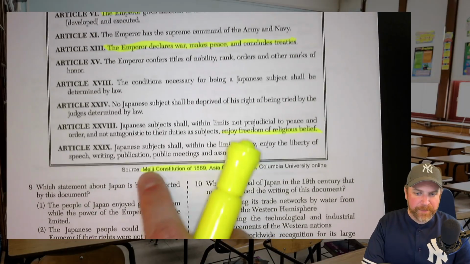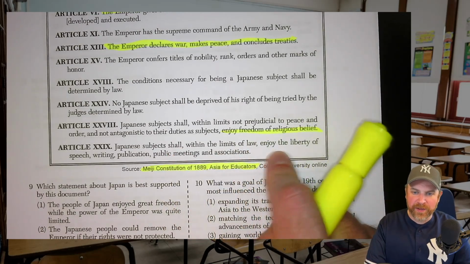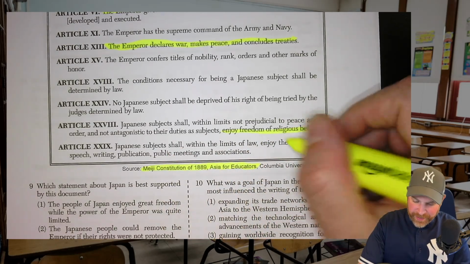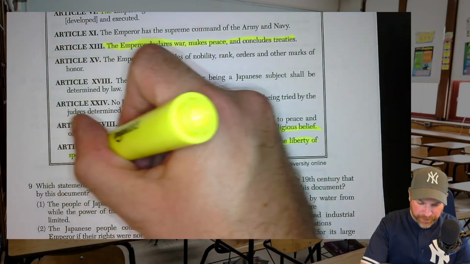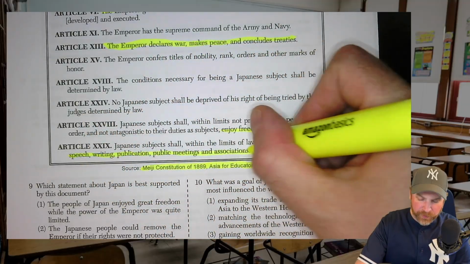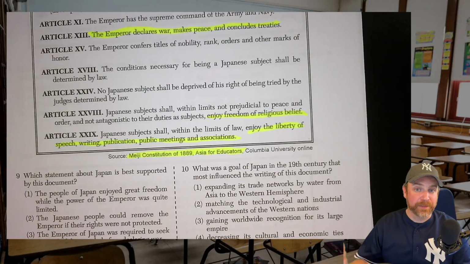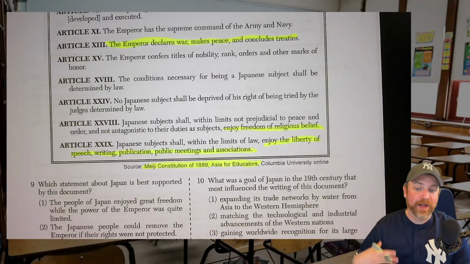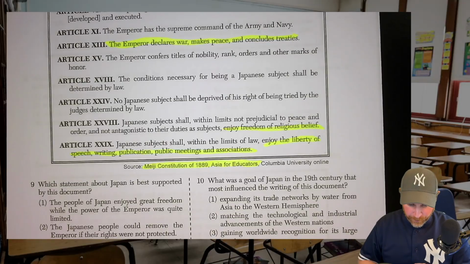Finally, here it says, Japanese subjects shall, within the limits of law, enjoy the liberty of speech, writing, publication, public meetings, and associations, right? So basically the freedom of speech. Again, Voltaire. Again, Enlightenment. Again, European influence.